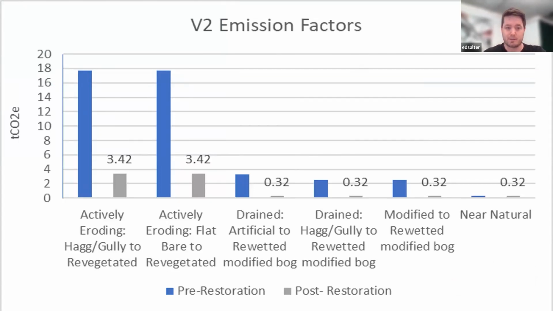This is an example of the change in emissions factors from pre-restoration to post-restoration. We calculate carbon reductions by calculating what each condition category emits in tons of carbon dioxide equivalent, and it takes into account different warming impacts of the different greenhouse gases. In the Peatland Code, we include carbon dioxide, methane, nitrous oxide, particulate organic carbon, and dissolved organic carbon. The project then identifies the amount of hectares for the condition category and this is input into the emissions calculator.